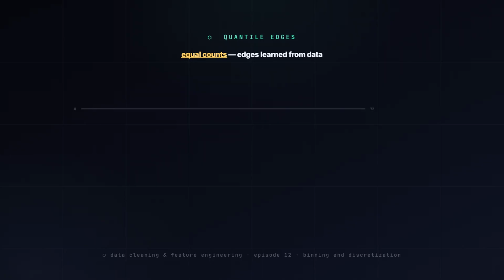Second flavor, quantile bins. Here we ask for 4 buckets with the same number of customers in each and let the data decide the cut points. On our training tenure, the learned edges land around 9, 29 and 55 months.